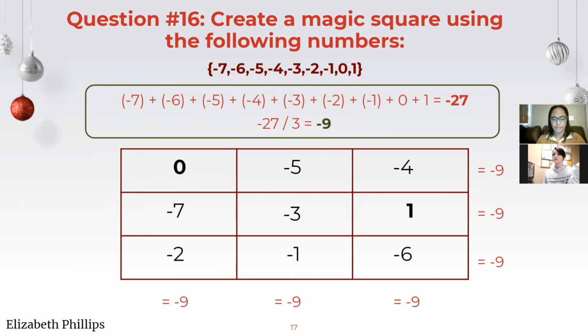And you can do the same thing with diagonals. I actually didn't put a 9 there. I didn't think about it, but you can do 0 plus -3 plus -6, and that'll give you -9. And you can do the same thing with -4, -3, and -2, and that'll give you -9, which means that this magic square right here is correct.